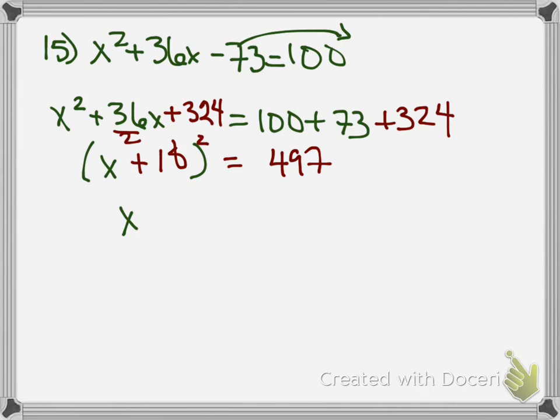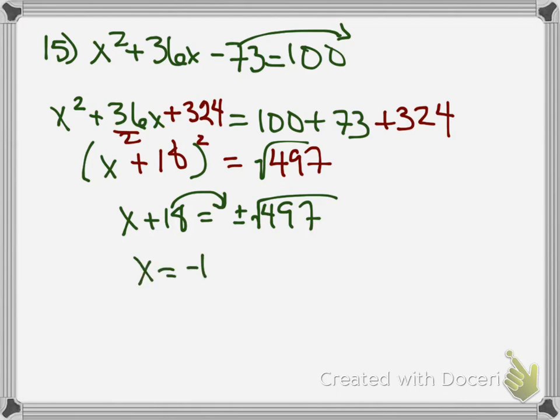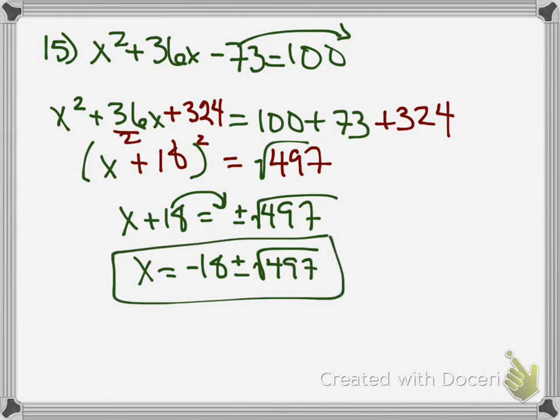And then again, I would take the square root, so that leaves me with x plus 18 is equal to plus or minus square root of 497. Move the 18 over. I forgot to write the square root. There we go. And I would have negative 18 plus or minus square root of 497. And then I guess you could try to simplify it, but again, time-wise, I would say just stop there, you're good, and you're done. And that's it for completing the square, and we're ready to move on to the quadratic formula.